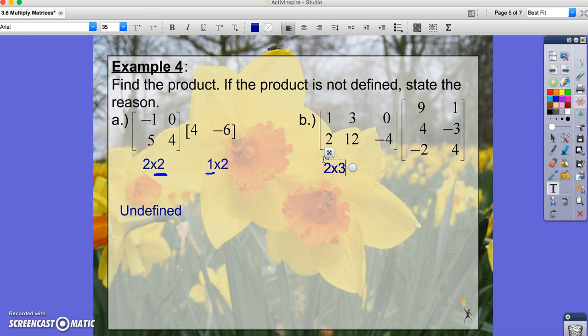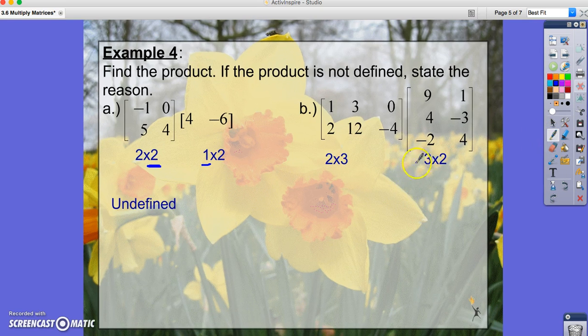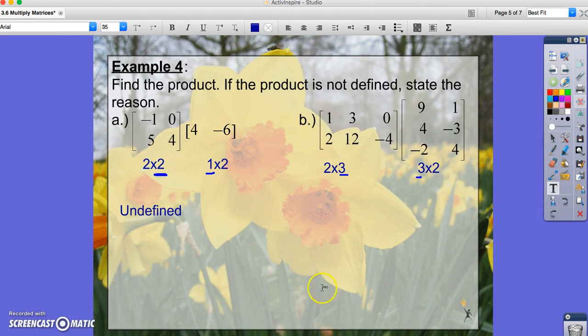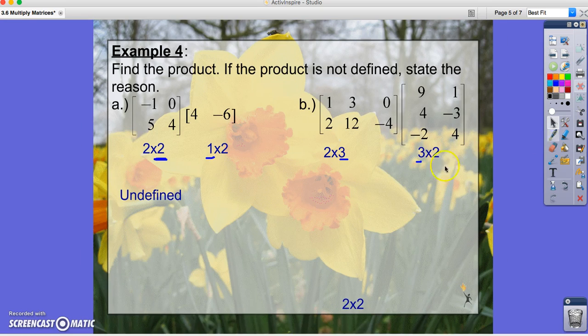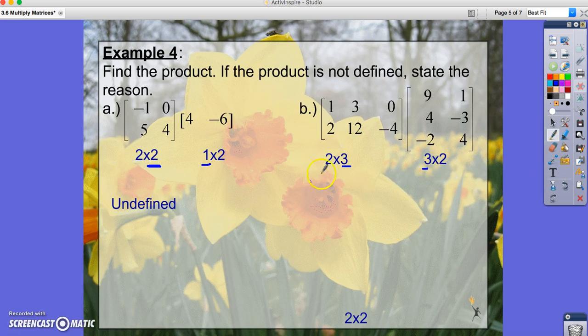So what I have here, 2 by 3. This is a 3 by 2. Yes, I can multiply them. What am I going to get? I'm going to get a 2 by 2 in the end. I'll just type that down here. All right. So let's try this next one.